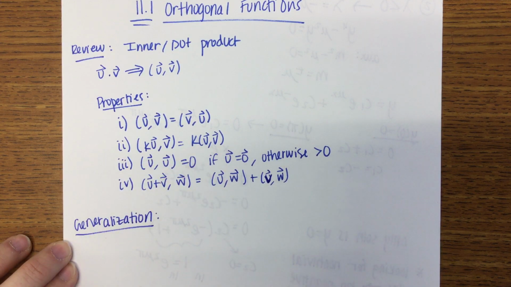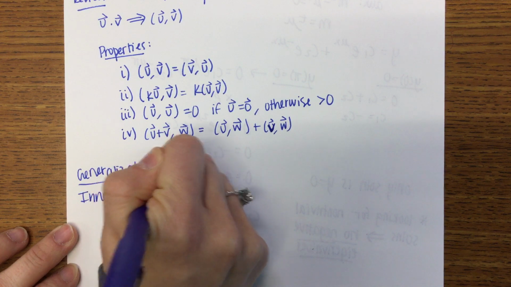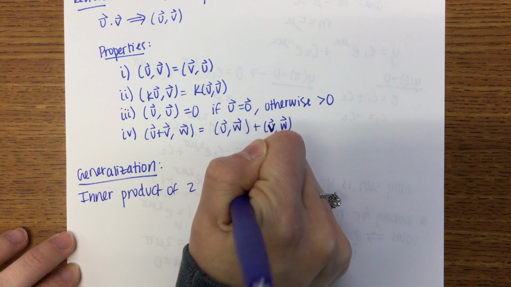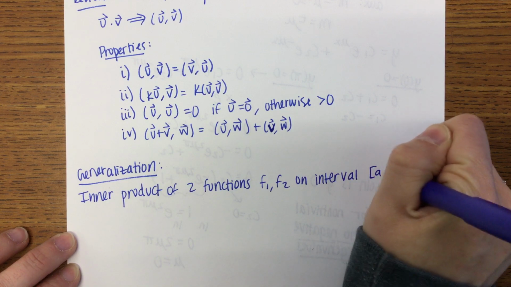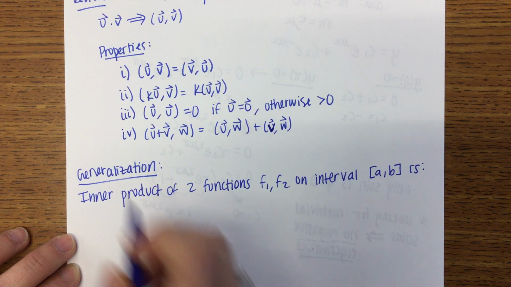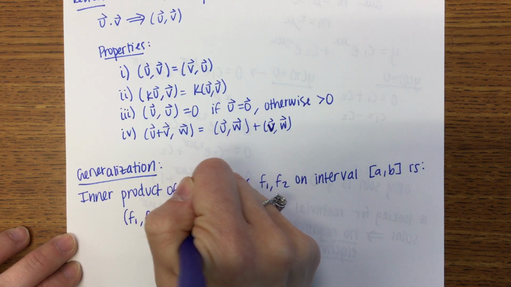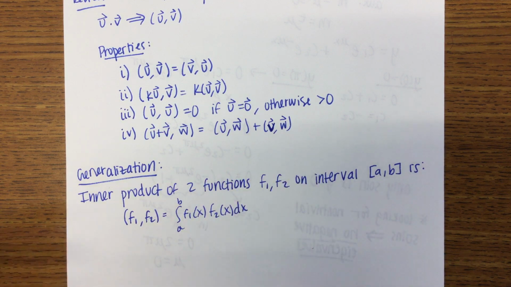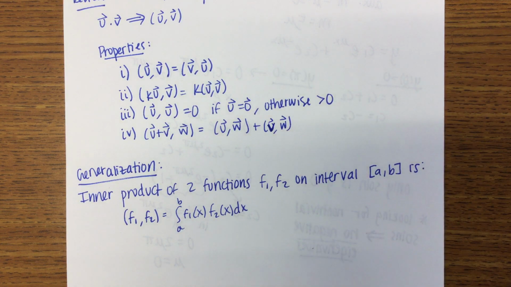Okay, that is going to lead us to the definition of an inner product. We say the inner product of two functions f1 and f2 on the interval a to b is the following. The inner product of f1 and f2 is going to be the integral from a to b of f1 of x multiplied by f2 of x dx. So this is how we find the inner product of two functions. The reason we call this an inner product is that this integral, or really any definite integral, is going to have all of these same properties. So the properties for an inner and dot product of vectors are going to be the same for the inner product of two functions.